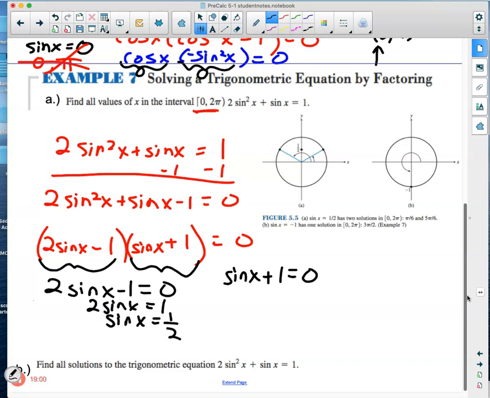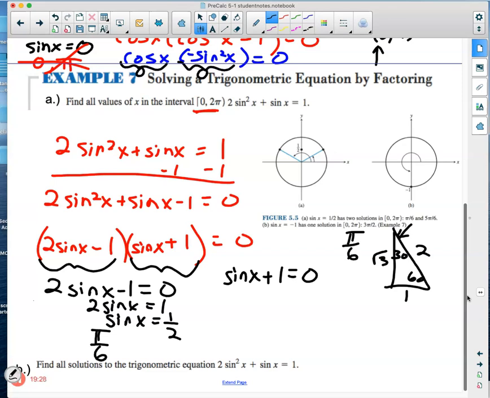And hopefully you'd think right away, ooh, that's got to be a 30, 60, 90. Whether or not you draw it or not, totally up to you. But I want to make sure everybody understands how we're getting that. So if we want the sine of x to equal 1/2, that means that we're talking about an angle that has an opposite of 1 and a hypotenuse of 2. And that's our 30-degree angle, which would be pi over 6. So there's one of the solutions.